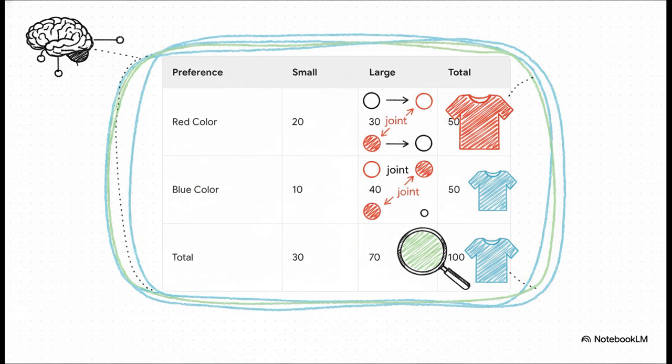Look at the outer edges or the margins of our data. The overall probability of a customer wanting a small size, regardless of the color, is a marginal probability. In this case, it's 30 out of 100, or 30%. But if you dive into the inner cells, you get the joint probabilities. What's the chance of someone wanting a shirt that is both red and large? We just find where red and large intersect, and that gives us 30 out of our 100 total customers. So our joint probability is 30%.